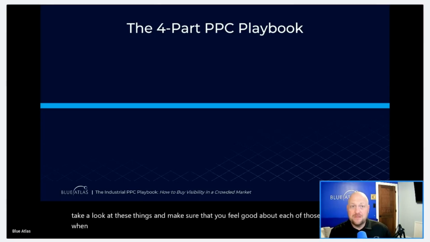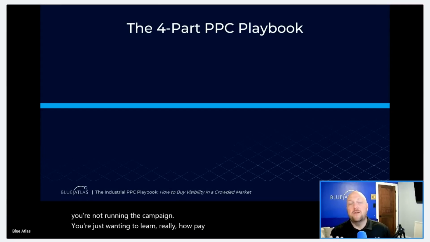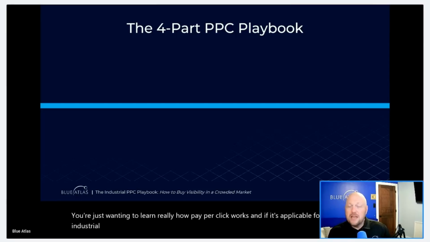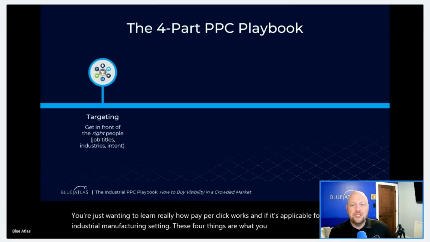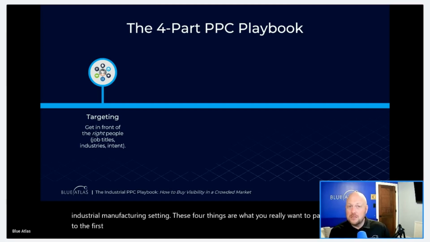And then when we talk about the metrics, make sure that you're actually looking all the way down. If you're not running the campaign and you're just wanting to learn really how pay-per-click works and if it's applicable for a B2B industrial manufacturing setting, these four things are what you really want to pay attention to. The first biggest thing on both Google Ads and LinkedIn ads is targeting. Make sure we're getting in front of the right people.